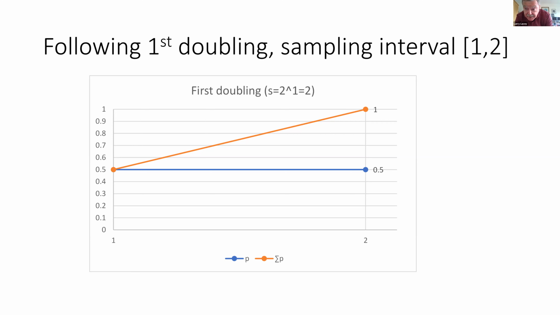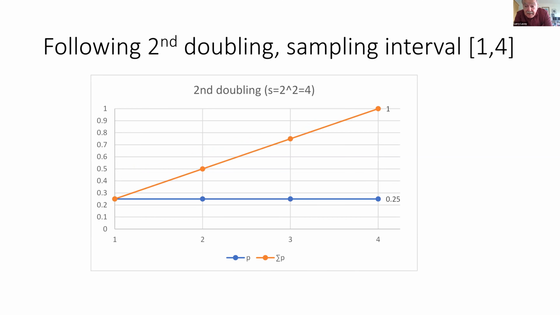Let's do a second doubling. The size of the sample space is now 4. We've gone from 1 to 2 to 4, 2 to the power of 2, which is 4. And the probability, as you see, has now declined to 0.25, a quarter. And of course, the cumulative probability is the same, it's 1.